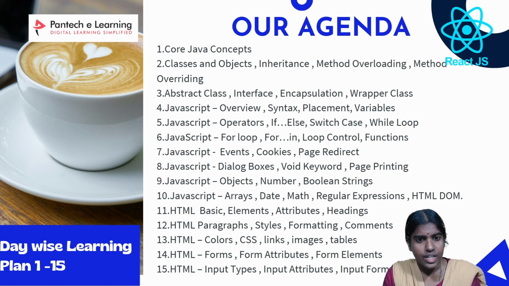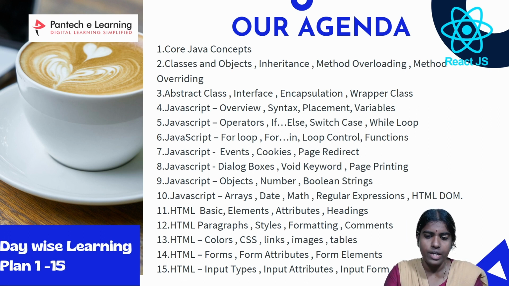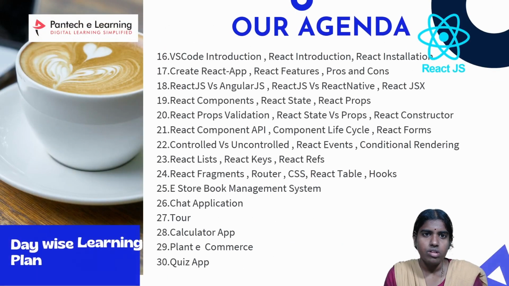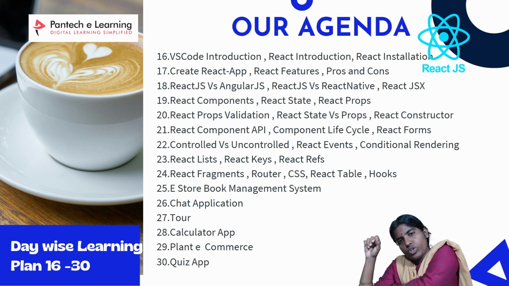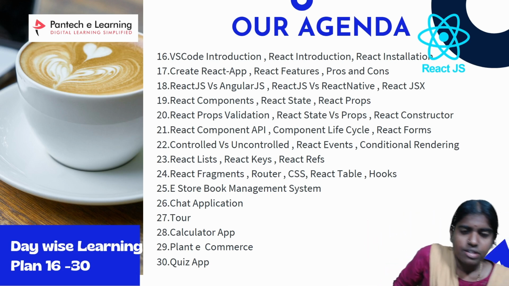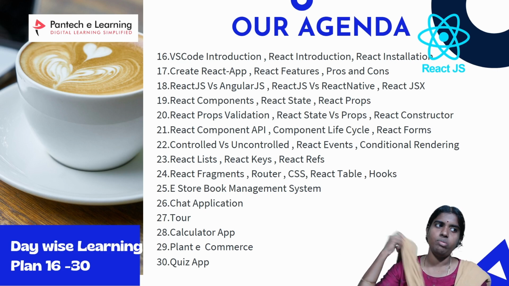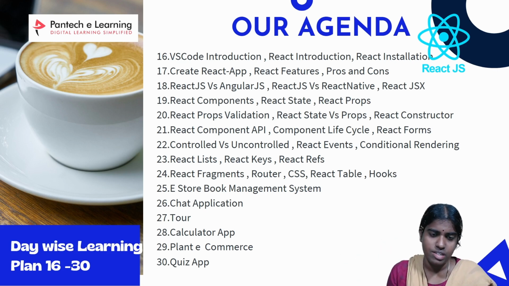And then I started with HTML. What do you mean by hypertext markup language? What are all the different types of tags and attributes available in HTML? I was discussing with you about colors, CSS, form tags, input types. Next I started with React JavaScript. What do you mean by ReactJS? How to create some simple application using ReactJS. I discussed with you about the difference between ReactJS and AngularJS. And finally, I will be discussing how to develop some full stack websites using React JavaScript.